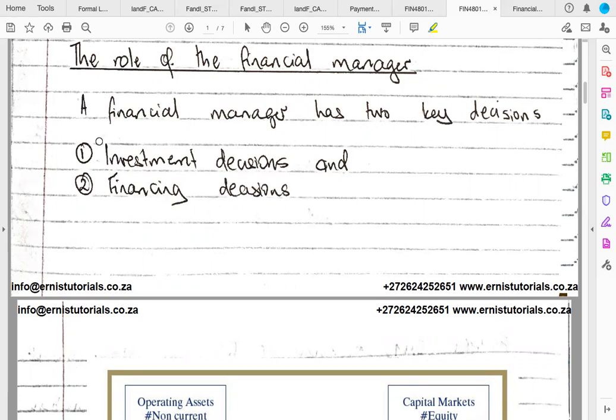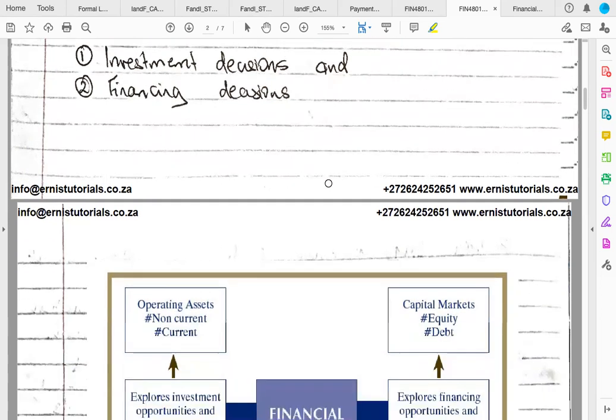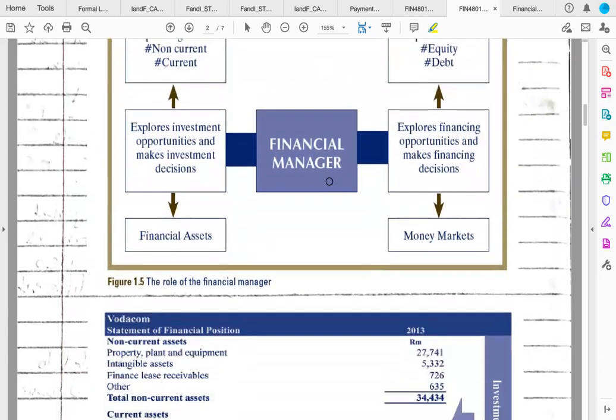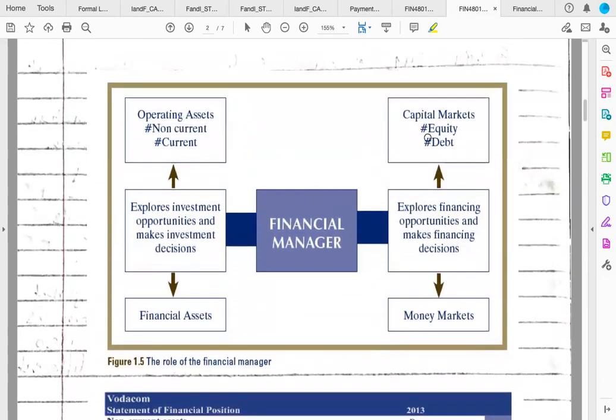Some textbooks also say that the financial manager has a third key decision, which is the dividend decision: how much dividends to pay and how to pay those dividends. But for the purposes of Korea, we are told that the financial manager has two key decisions, the investment decisions and the financing decisions. So there's a diagram here that just summarizes some of those decisions.